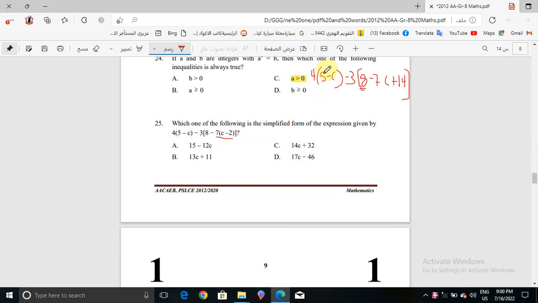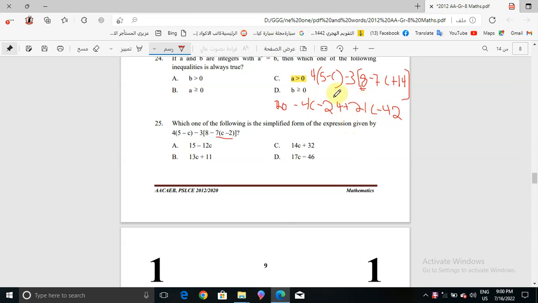Okay, then what will we make here? 4 times 5 and 4 times c, and 3 times 8 and 3 times 7c and 3 times 14. So that means what we will write here is 20 minus 4c minus 24 plus 21c minus 42.